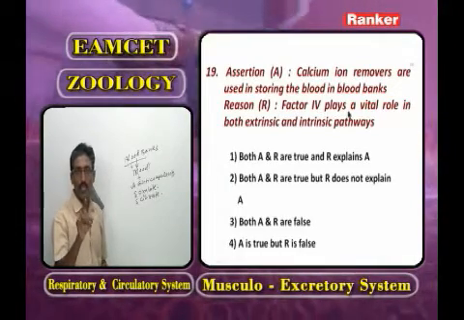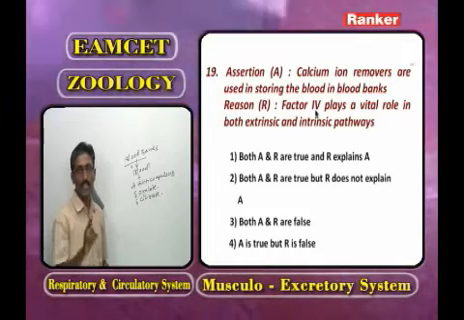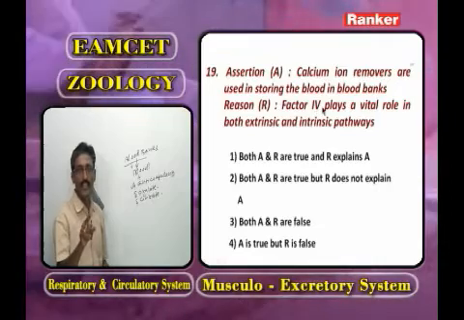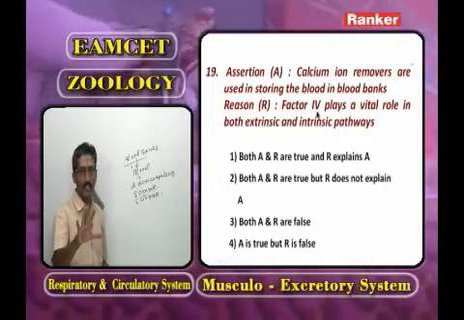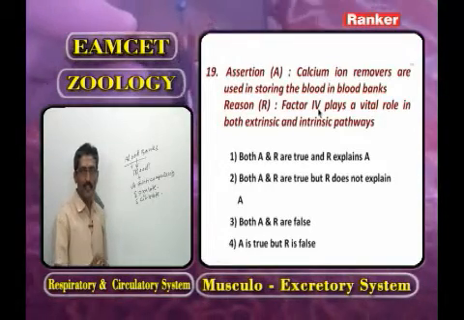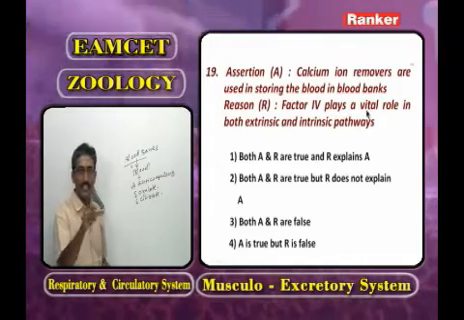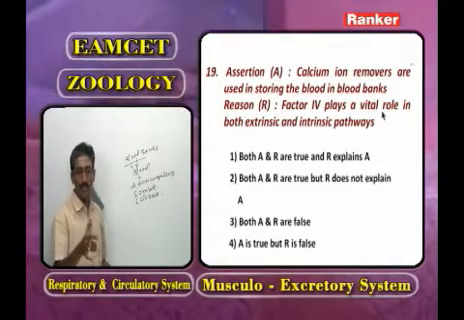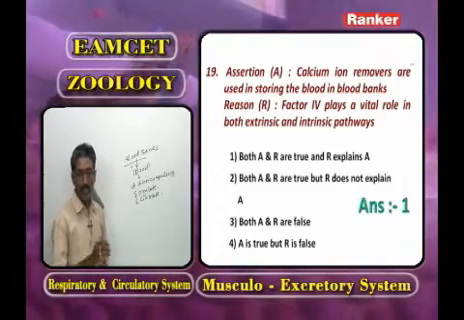In order to coagulate blood, how many factors are required? 13. In the 13, recently what is omitted? The sixth factor. But anyhow, how many factors are required? 13. In the 13 factors, what is the fourth one? The calcium ions. The calcium ions play a role in the extrinsic and intrinsic pathways to coagulate the blood. So both are correct. R explains A. Now we go for the next question.